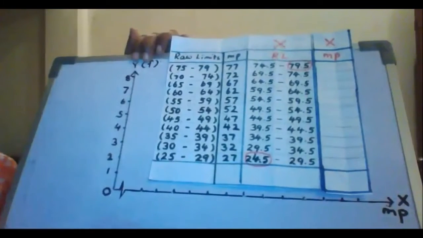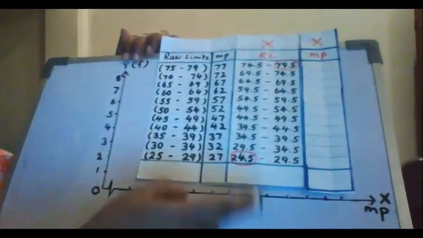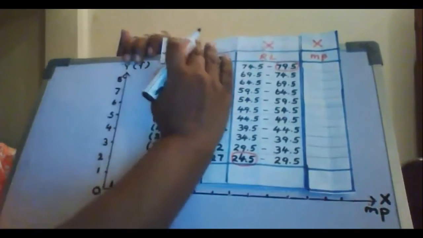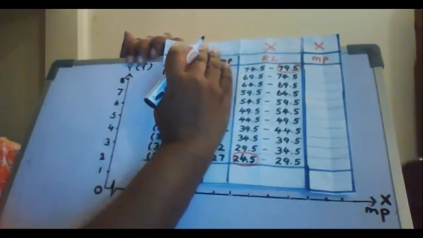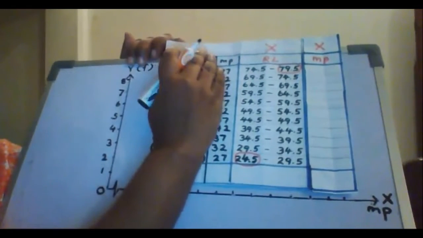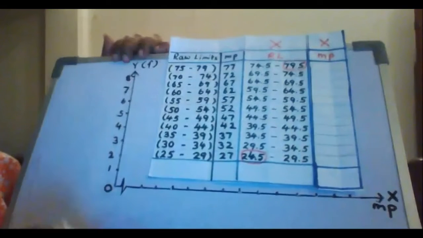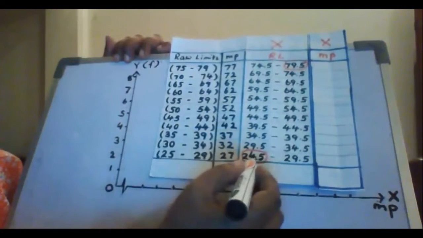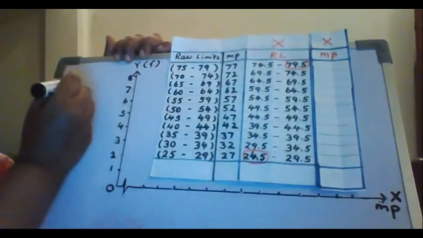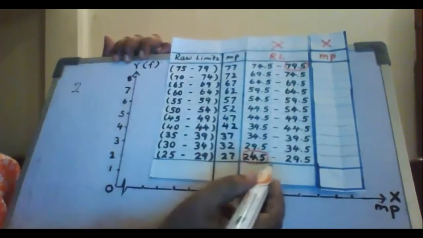Now here we got the row limits. What if you get these in real limits? They don't give the row limits, but they tell you to take 24.5 to 29.5 as the lowest class and build up the frequency distribution table. This one as the lowest class. In this case, the same method. Now what is this one? Calculate one midpoint.